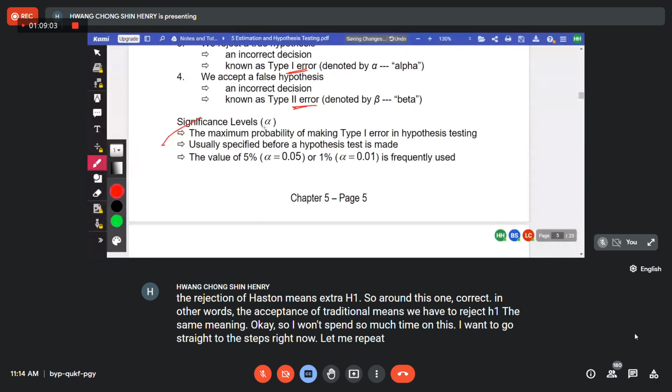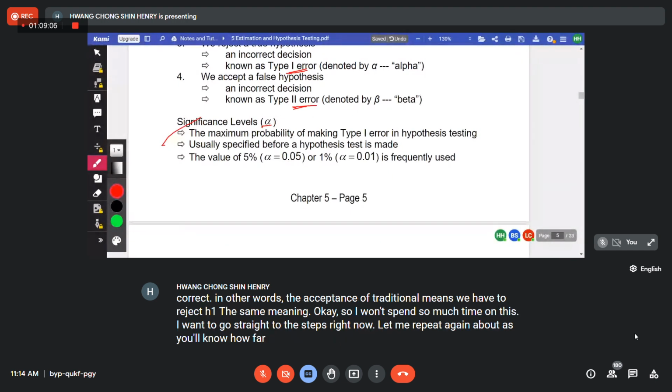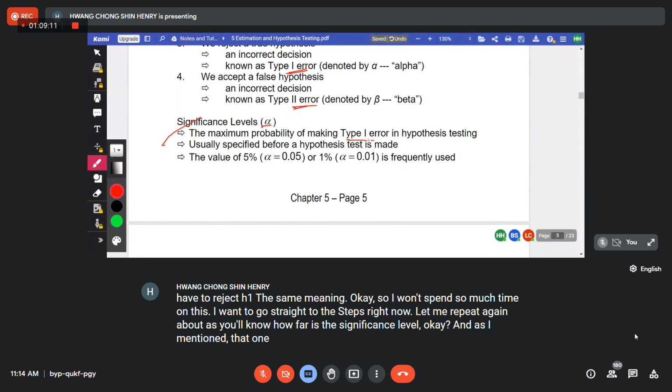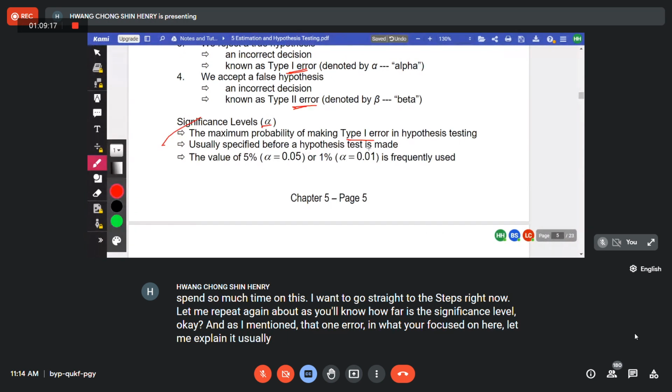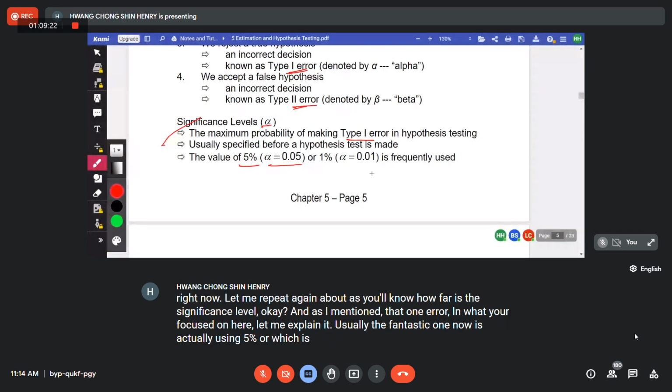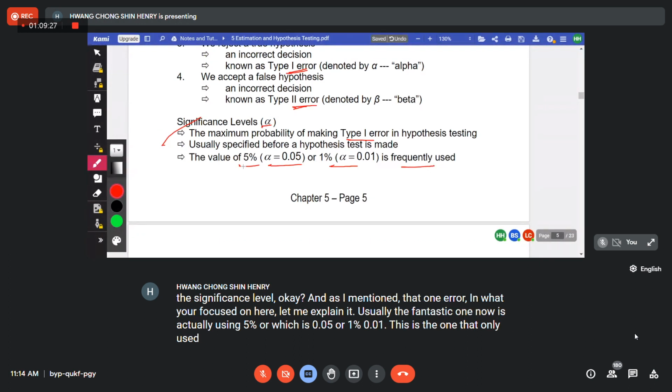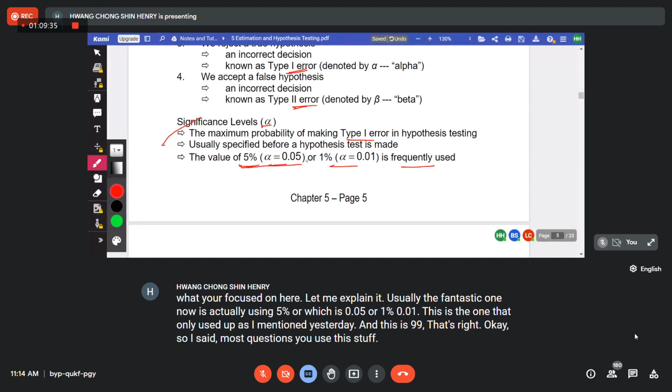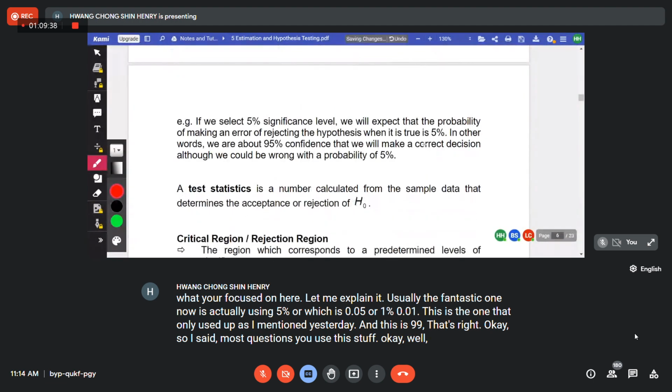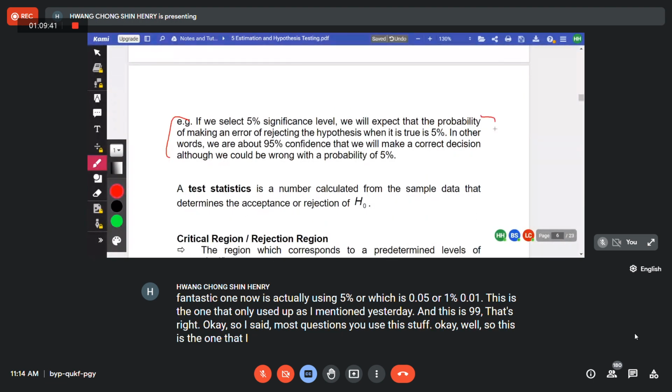Right now, let me repeat again the alpha. As you all know already, the alpha is the significance level. Okay. And as I mentioned, for type 1 error, what you're focused on is type 1 error. Let me explain a bit. Usually the test type 1 is actually using 5%, which is alpha 0.05, or 1%, 0.01. This is the one that we use, as I mentioned just now, 95%, and this one is 99%. Okay, so like I say, most questions still use this stuff.